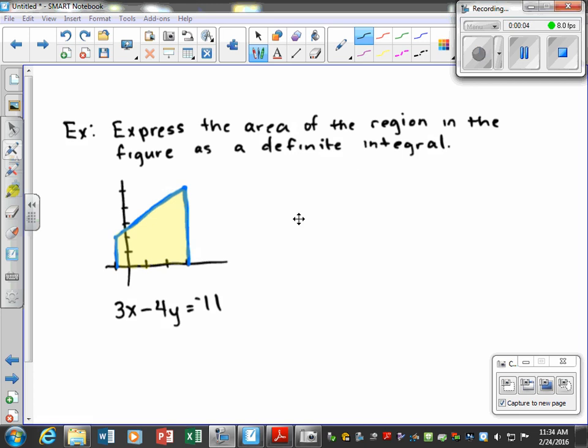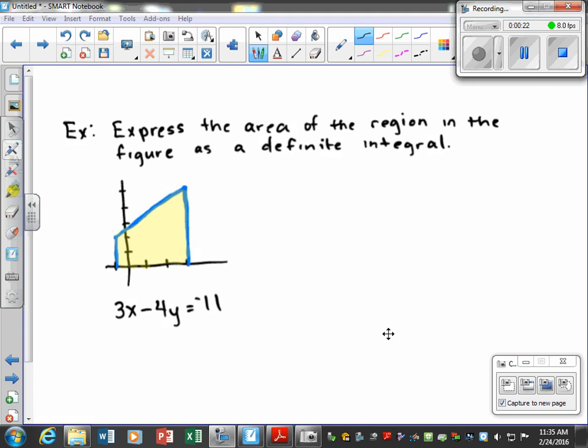Okay, so we're going to start with this example. Express the area of the region as a definite integral. So it's not actually asking us to calculate the area, it wants us to express the area. But in this case, they're giving us a figure to work with.